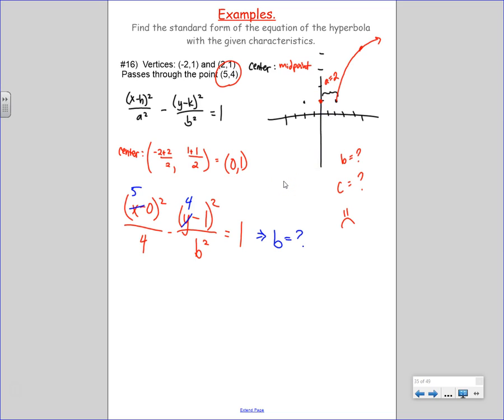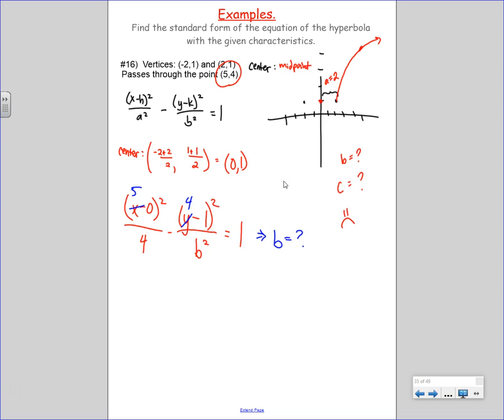the vertices, which I have marked, negative 2, 1, and 2, 1. We have the random point 5, 4, which is a part of a branch. And then we figured out the center was the midpoint, so that was at 0, 1. And we had just gone to, hey, let's solve. So walk me through the algebra. How do we solve?